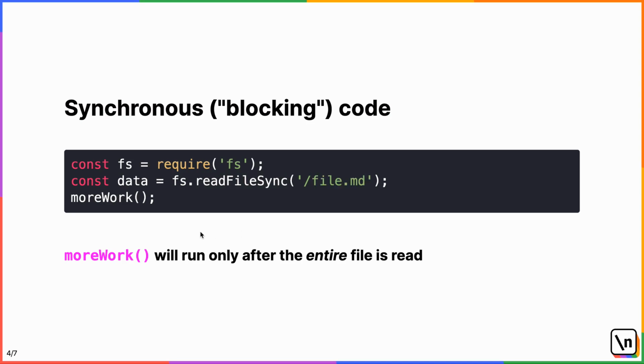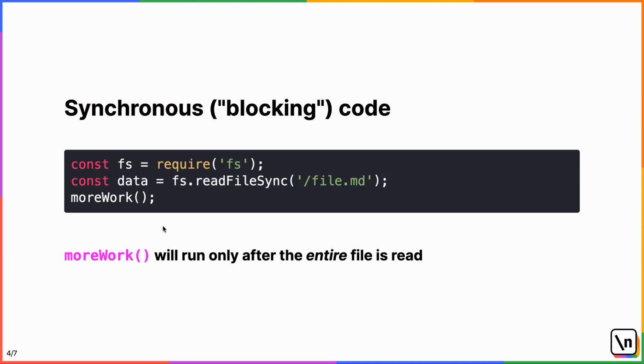The readFileSync method is synchronous. So here, the moreWork function would only run after the entire file is read in the process above. This is an example of synchronous blocking code. The second line here, readFileSync, blocks the code from continuing until its process is complete.